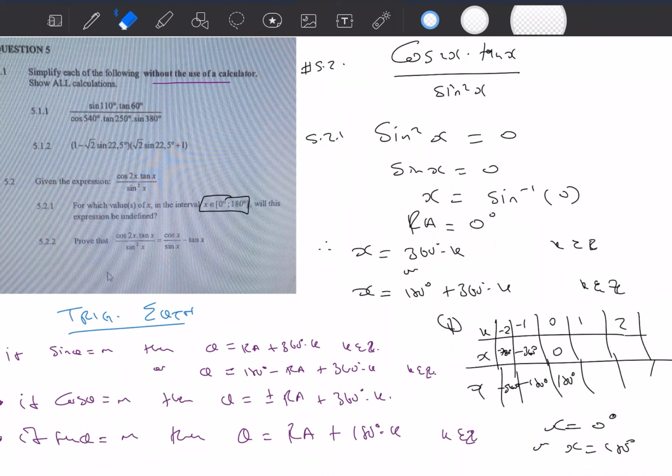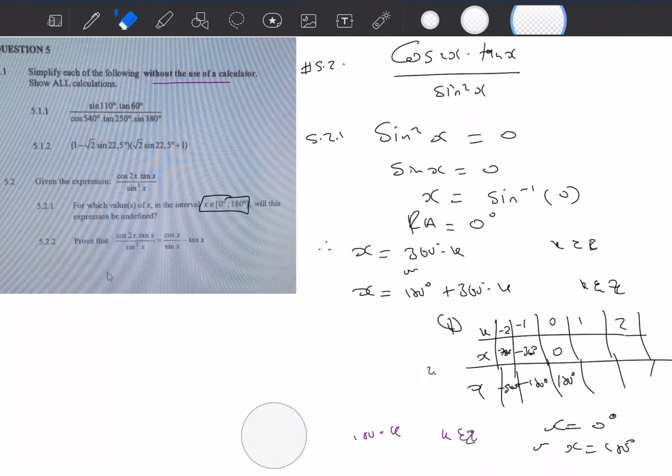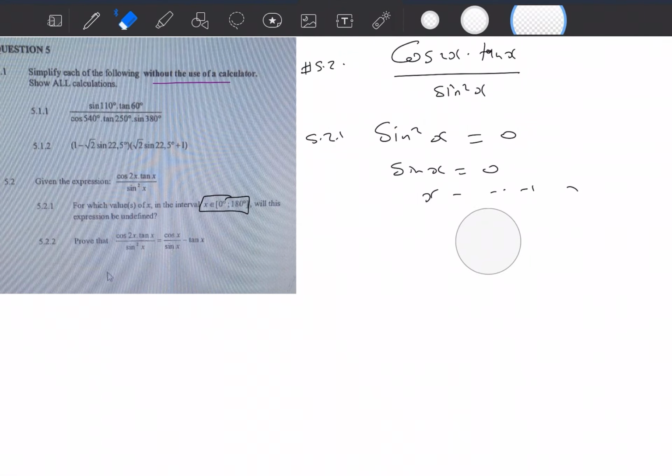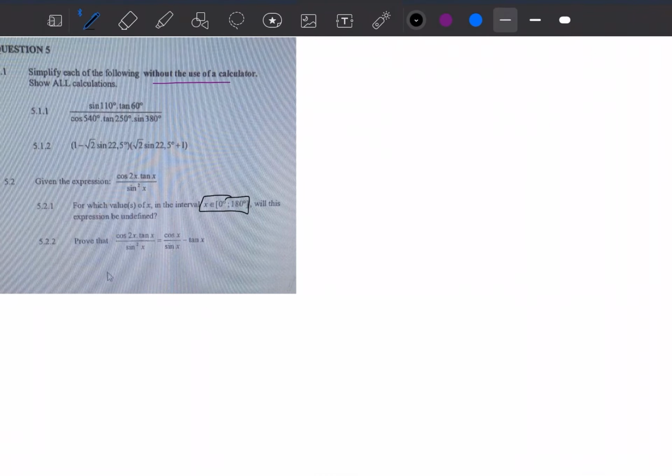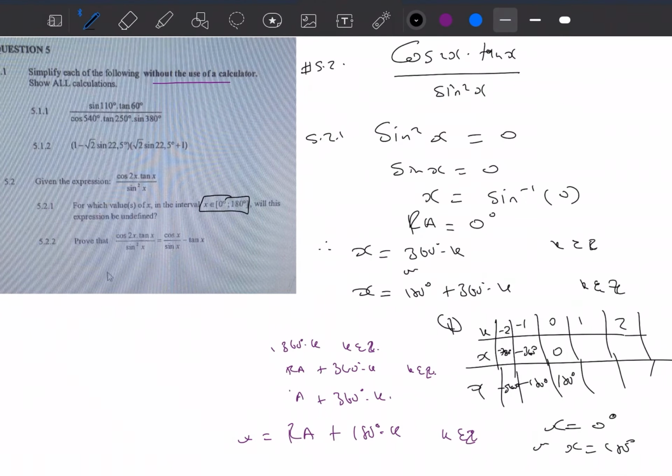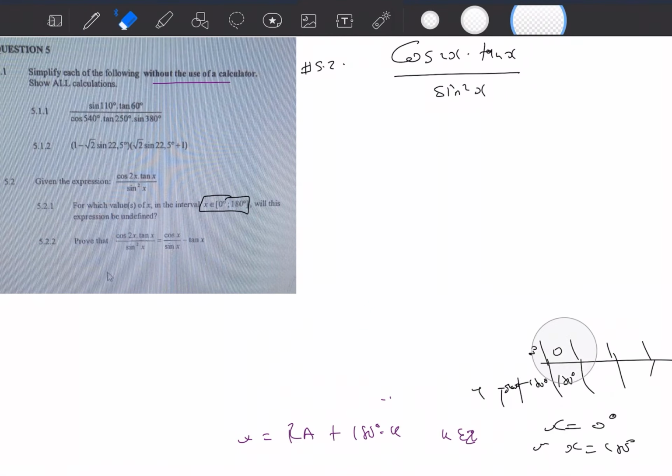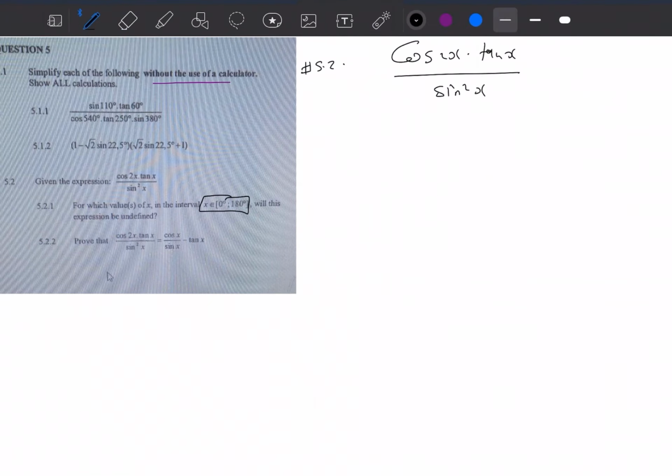So let's go to 5.2.2. Blah blah blah. Boop boop boop. 5.2.2. Limit this.